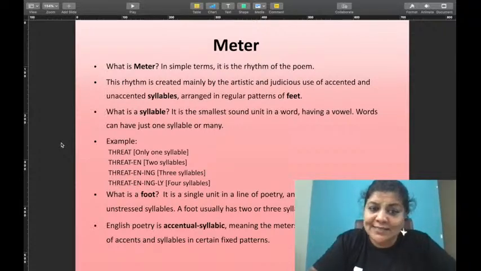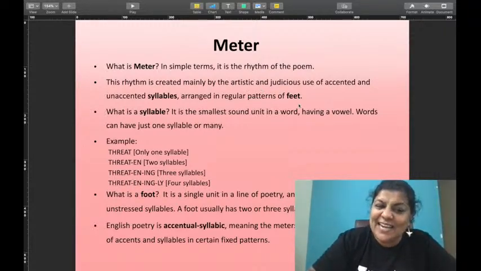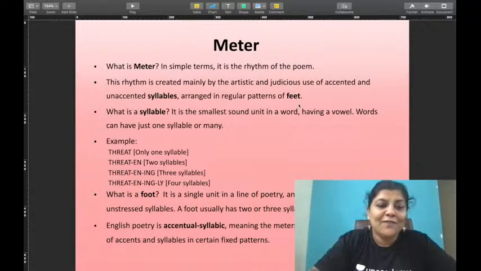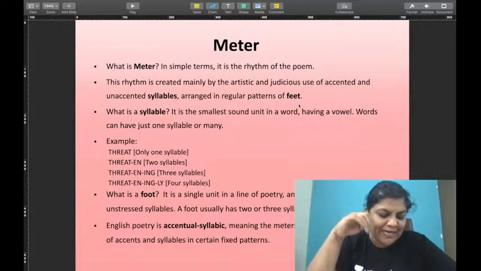Meter, you understood, it's the rhythm. The rhythm is created mainly by the artistic and judicious use of accented and unaccented syllables. What is a syllable? The smallest meaningful unit of a word. That's right.